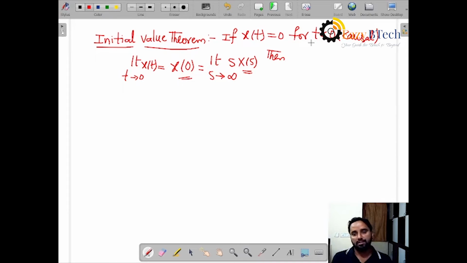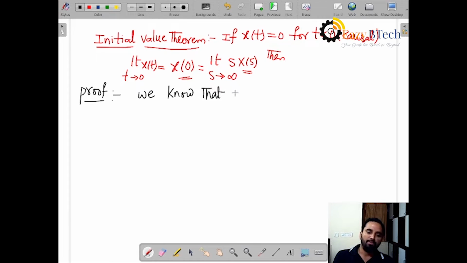But the signal is causal. x of t is 0 for t less than 0. So to prove this property, or to see this proof, we consider the time differentiation property. With the help of that, we can do it. So we know that property, the time differentiation property.